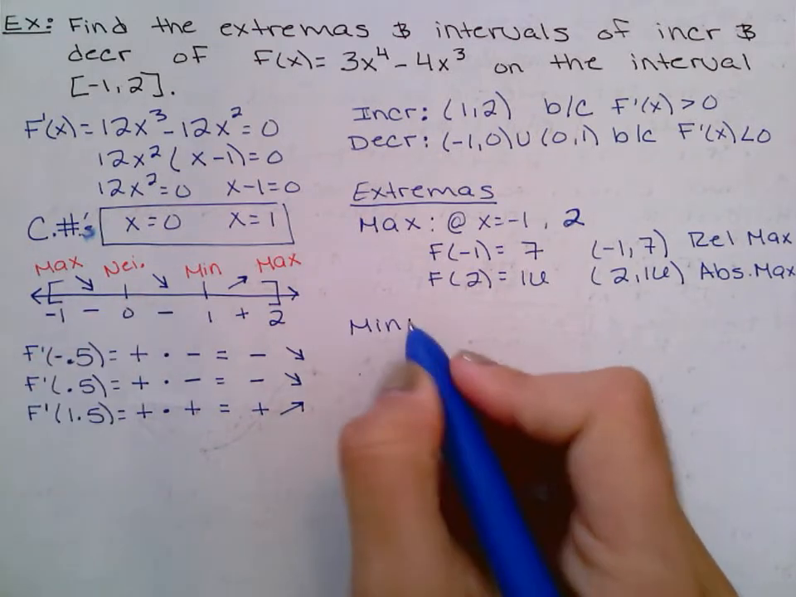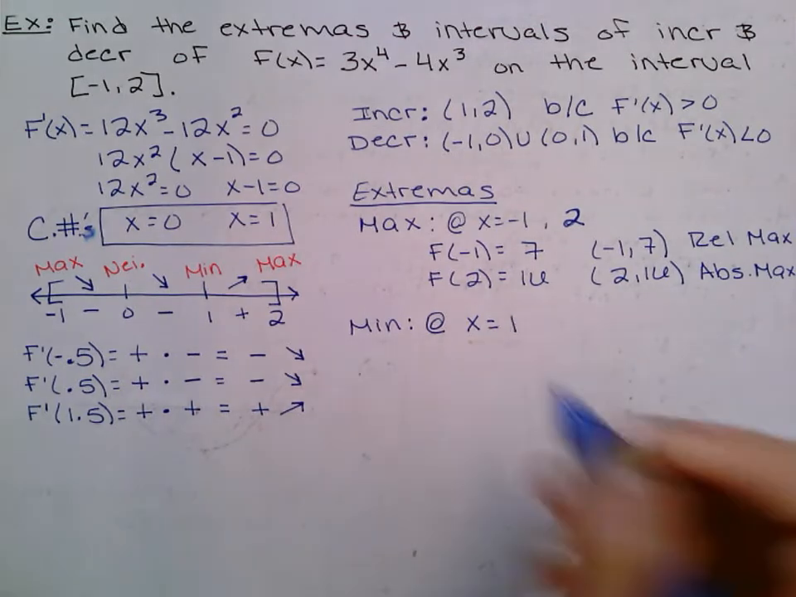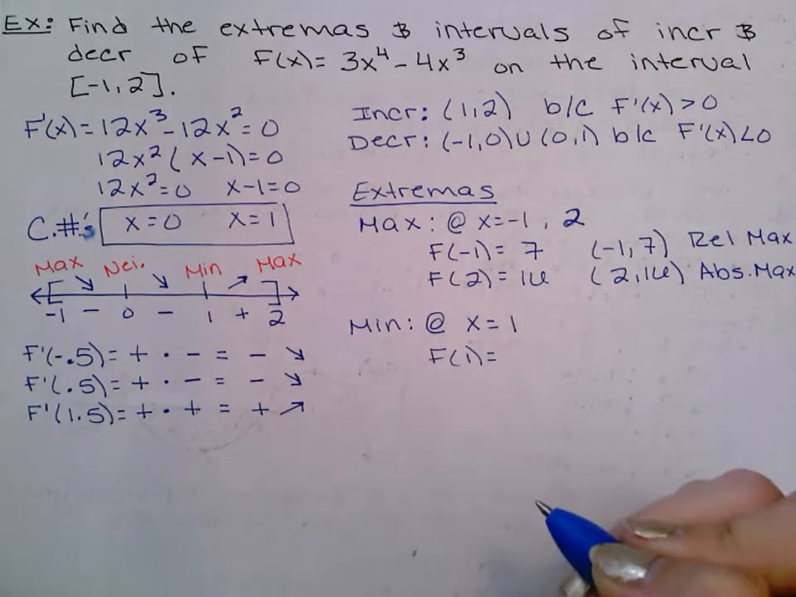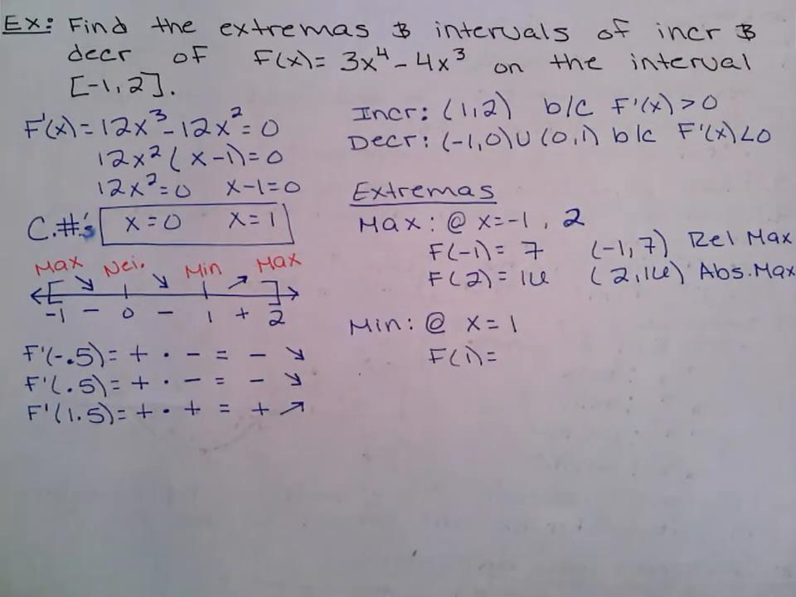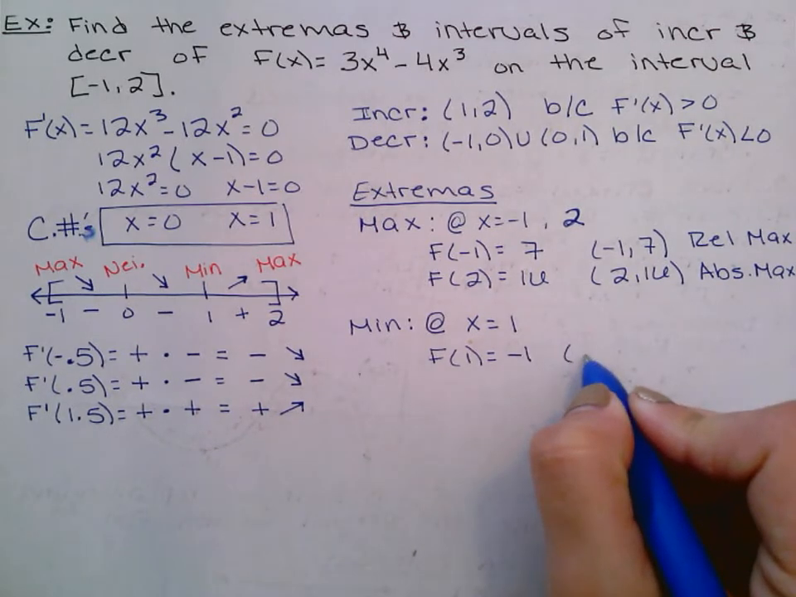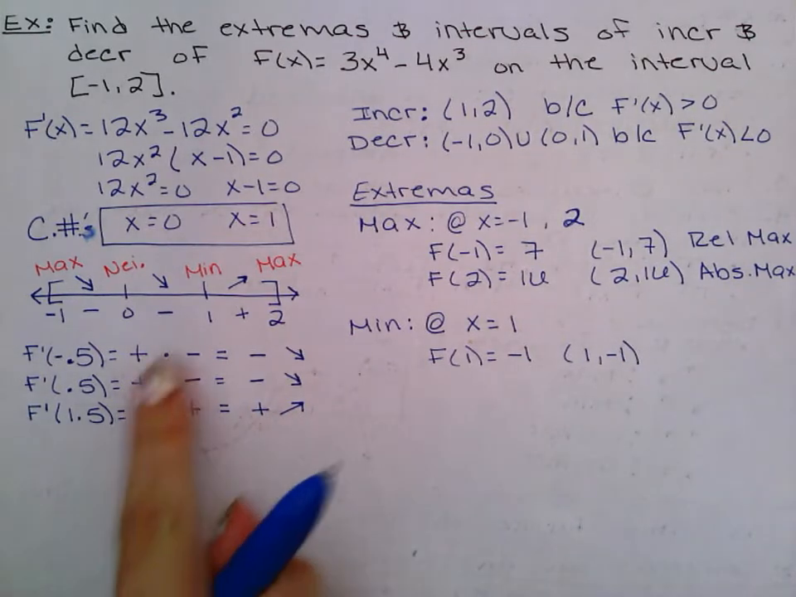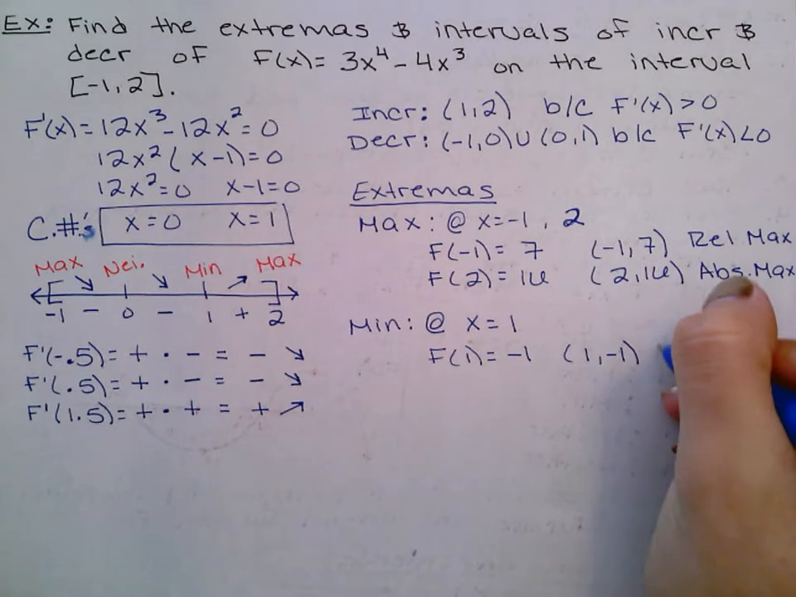My min here is at x equals 1. So to find the location, I'm going to plug it back into the function. If I plug in a 1 here, I end up with 3 minus 4, which gives me -1. So 1 comma -1. And because it is my only min, it is my absolute min. It's the lowest this will ever go.